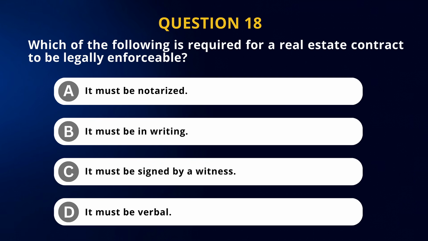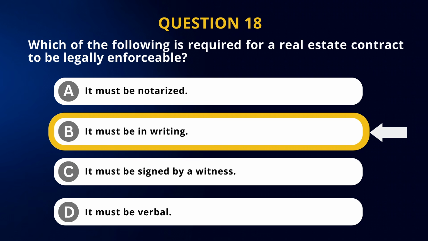Question number 18. Which of the following is required for a real estate contract to be legally enforceable? Letter A, it must be notarized. Letter B, it must be in writing. Letter C, it must be signed by a witness. Letter D, it must be verbal. And the answer is letter B, it must be in writing. So, statute of frauds, certain contracts need to be in writing, and we want to make sure that in order for a real estate contract to be legally enforceable, this contract and exchange needs to be in writing.